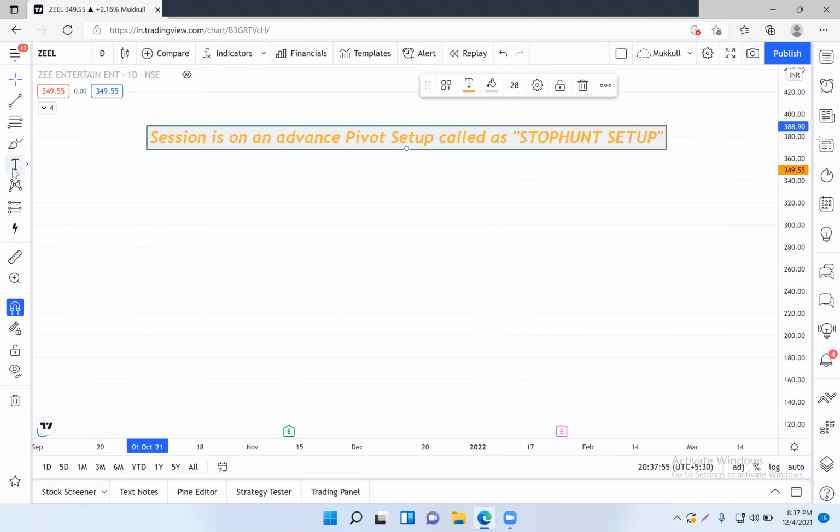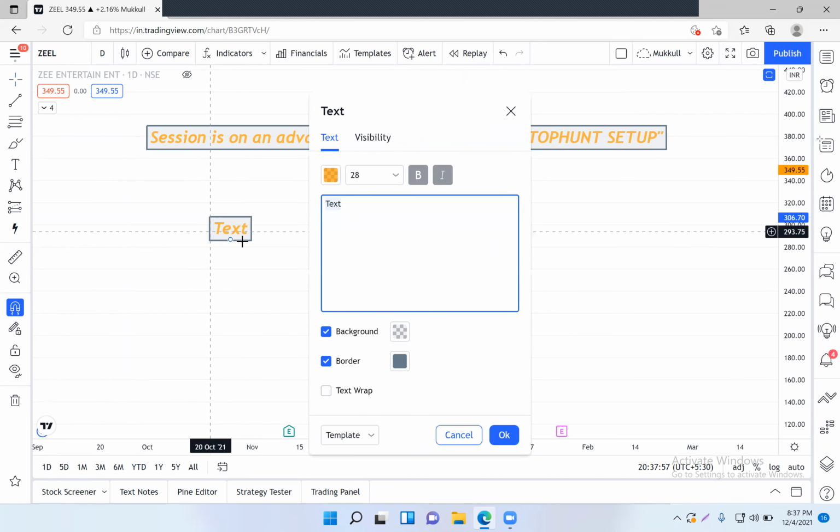Now let's talk about what stop hunt is about. So stop hunt is nothing but price extension.